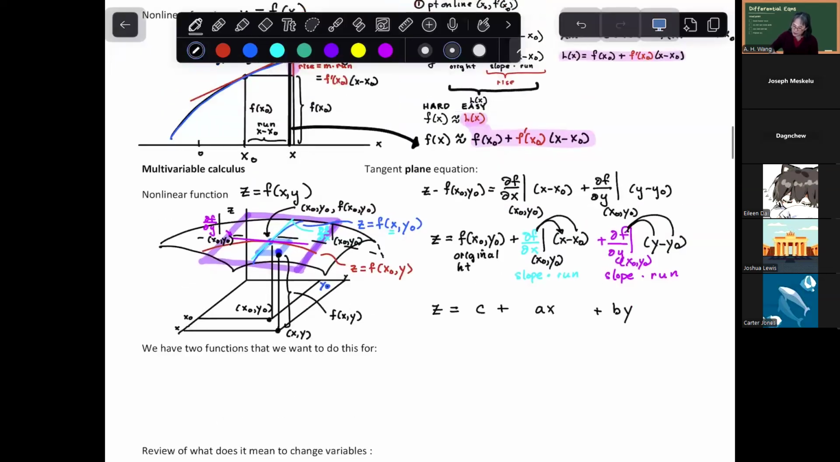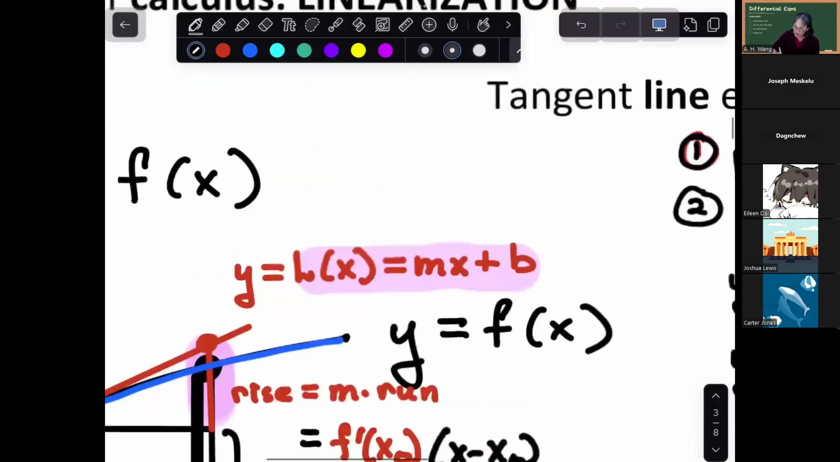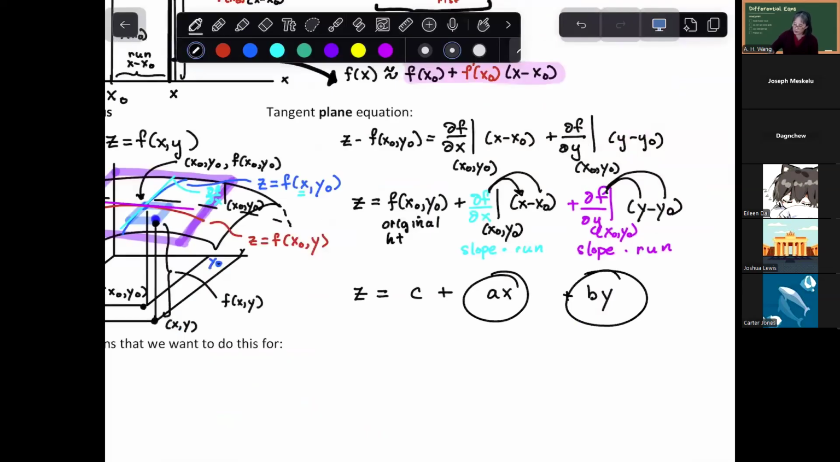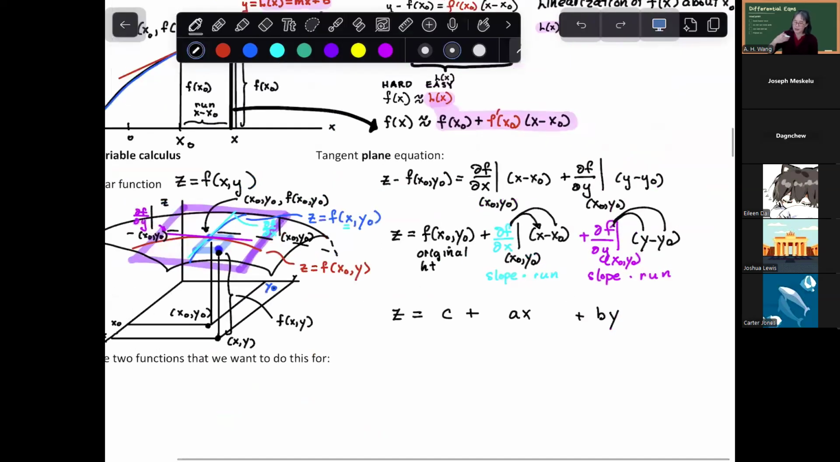And you can see that it's just like mx plus b. You have the mx and then you have the b. And so here you have x and y. So this is the slope here, mx, and then mx in the other direction. And then you have this. So this is the equation of a tangent line. Okay, so this is the equation of a tangent plane. It works very much like the equation of a tangent line. So this is the linearization.